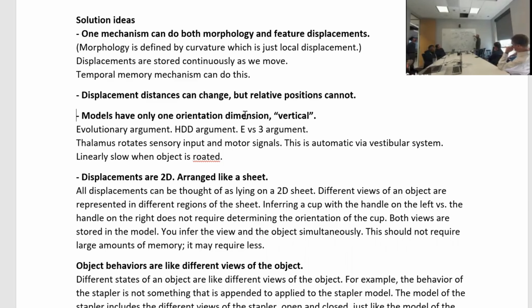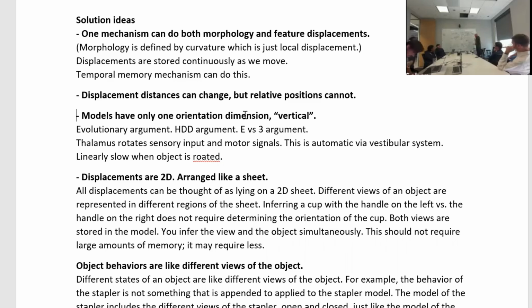And then movement of the object would be, in some sense, moving between these regions somehow. Like when the stapler opens and closes, I'm going from a bump of activity here representing the stapler in a closed state, to over here a bunch of activity in the open state. I don't know if this is going to work, but that's what I'm thinking about.